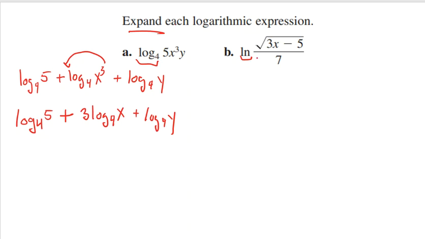This next one's a little bit trickier. It can mess some kids up, so let's take our time. All right, on top I have 3x minus 5 in a square root all divided by 7. So the first thing that pops in my mind is the quotient rule. Division I could separate with subtraction. So I have the natural log of the numerator minus the natural log of the denominator.